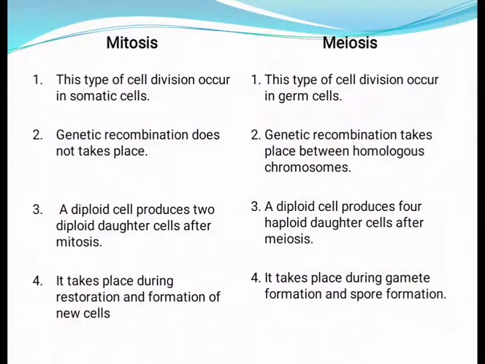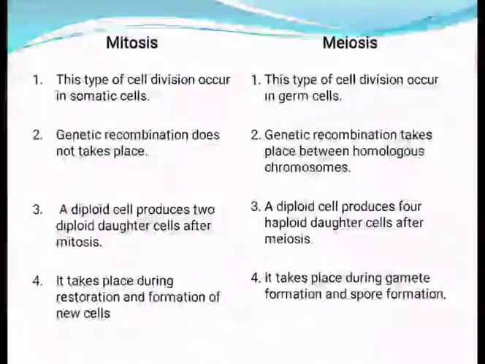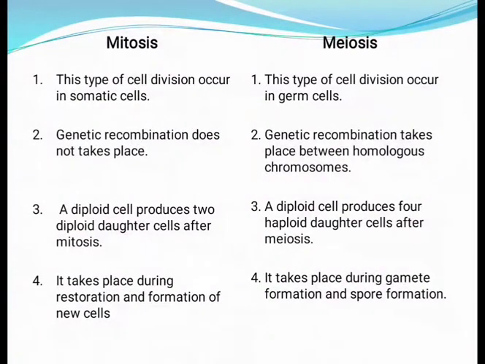Second point, in mitosis genetic recombination does not take place. Second point, in meiosis, genetic recombination takes place between the homologous chromosomes. Obviously, in the process of reproduction, we know that chromosomes from the male parent and chromosomes from the female parent combine together, and recombination takes place. A part of one chromosome and a part of the other chromosome get recombined, and that's why it is called genetic recombination, and this takes place only at the time of reproduction. That's why it is only involved in meiosis, but in mitosis it is not involved.